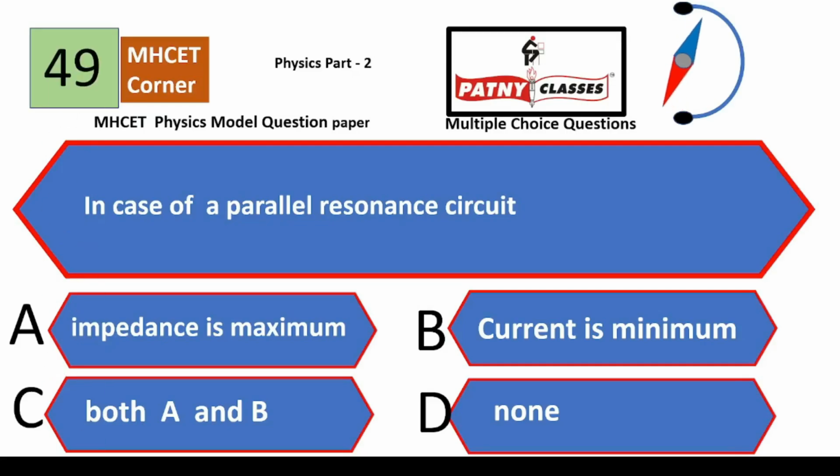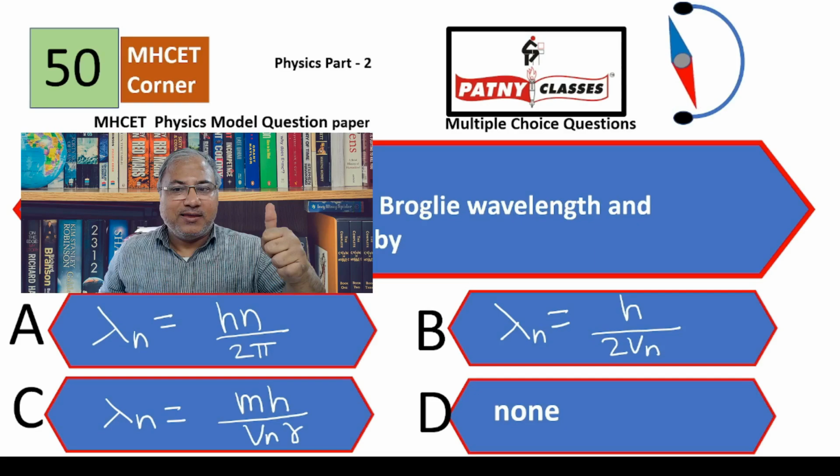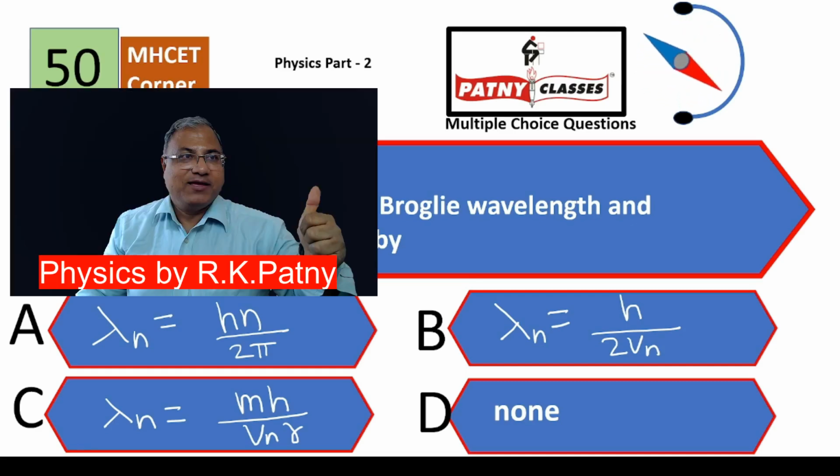Question number 49. In case of a parallel resonance circuit, option A impedance is maximum, option B current is minimum, option C both A and B, option D none. Question number 50. Relationship between de Broglie wavelength and linear momentum is given by. There are the 4 options. Please select the correct option and write down your option in the comment box. If you try these 4 questions and give me the correct answer, I hope my efforts to provide these question papers are really successful.